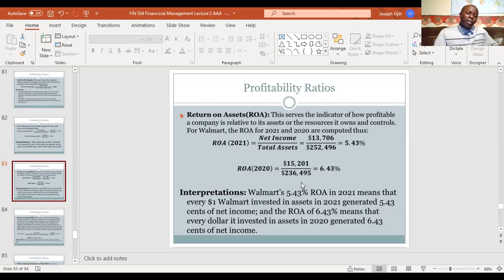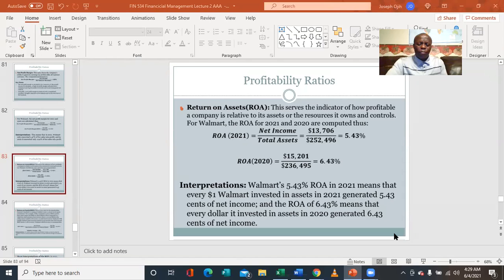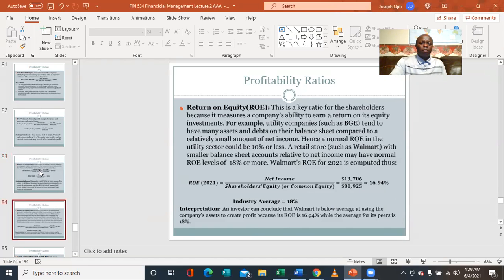Okay. Now, next one, we're going to be looking at the return on equity. How do we calculate return on equity? Usually, the formula we use is net income divided by the shareholders' equity. But what is the return on equity anyway? Well, we use the return on equity ratio to measure a company's ability to earn a return on its equity. The equity is what the owners invested in the company, the investment they made. So, how much is it returning to you? I mean, it's return on equity.